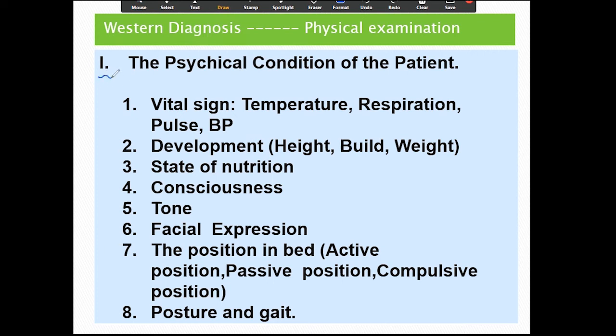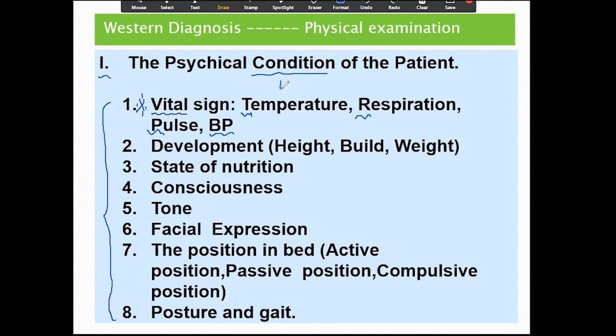The first part, the physical condition of the patient, includes eight different aspects. The most important is the vital signs. Vital signs mainly include body temperature, respiration rate, pulse rate, and blood pressure. These four aspects are very important. They are directly related to people's lives.